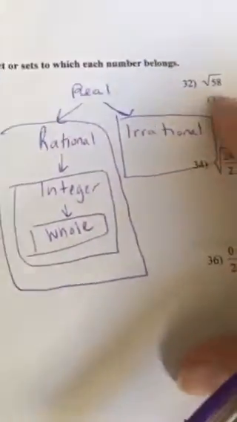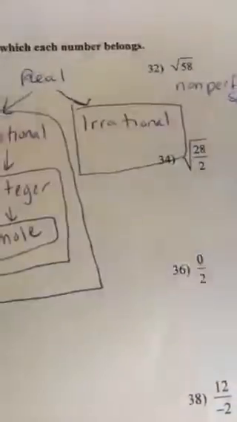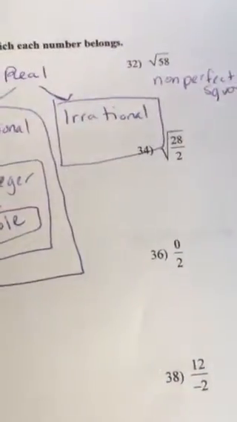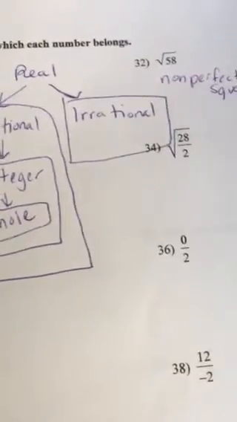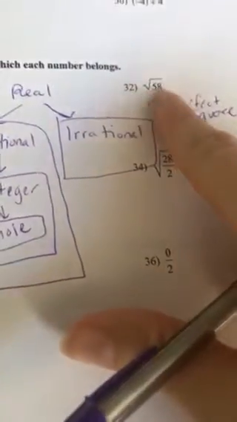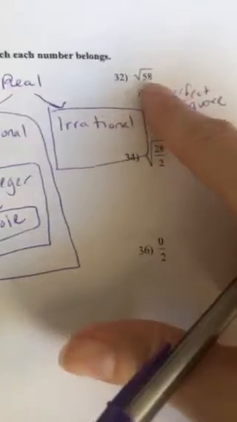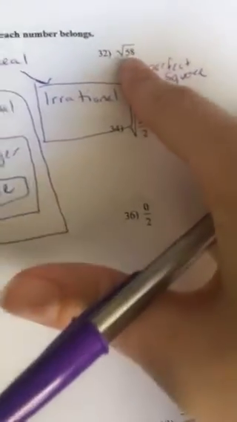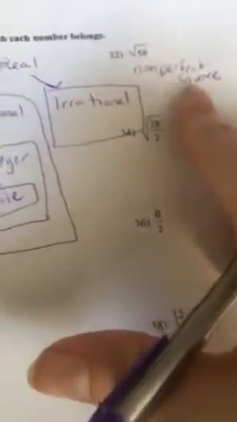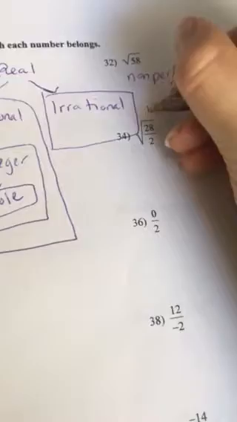So the square root means I need two numbers that multiply to be 58. So I think about my whole numbers. 4 times 4 is 16. 5 times 5, 25. 7 times 7 is 49. 8 times 8 is 64. 58 would be in the middle of 7 times 7, 49, and 8 times 8, 64. So that means that there aren't two whole numbers that would multiply to be this. So a non-perfect square, I would call that an irrational number.